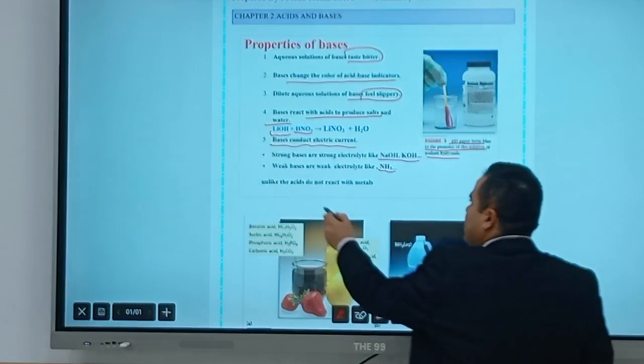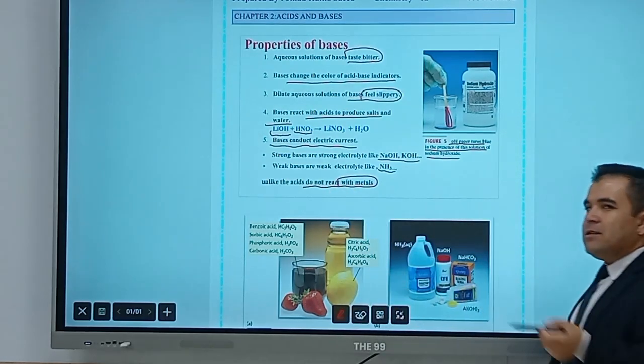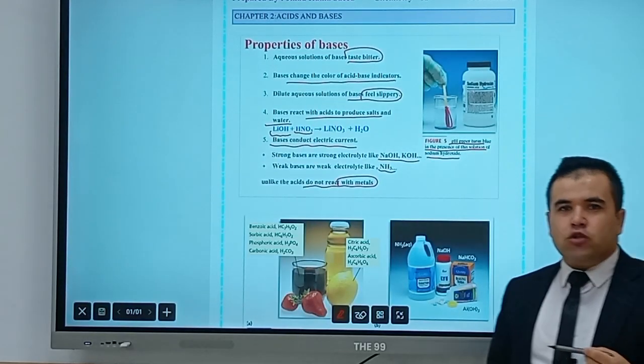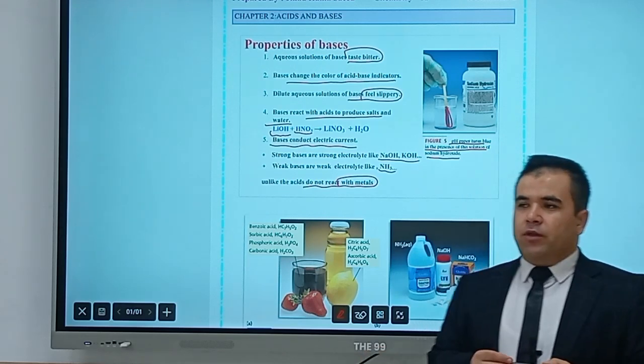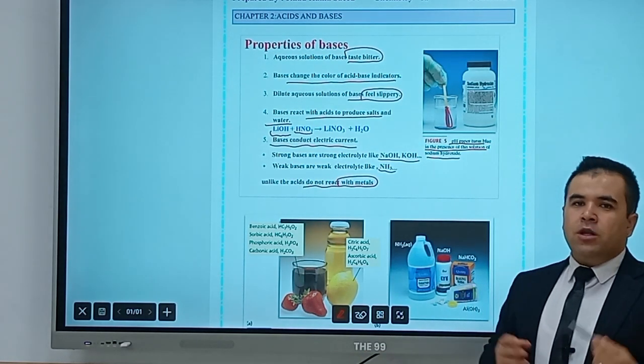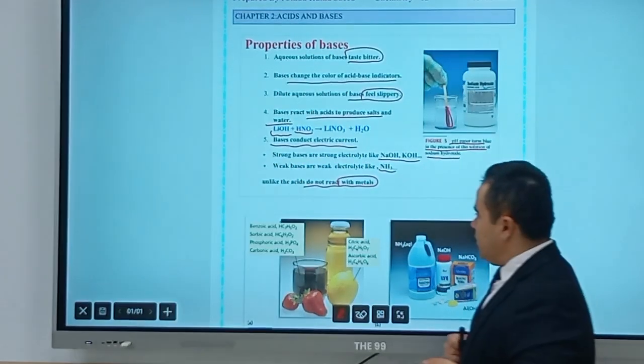But unlike the acids, the bases do not react with metals. So the acids react with metal. When we dip a piece of metal into the acidic solution, it is going to react with it. But when we dip a piece of metal into the basic solution, it won't react. That's why we have stated this statement here.